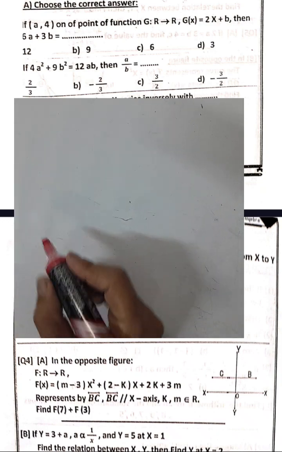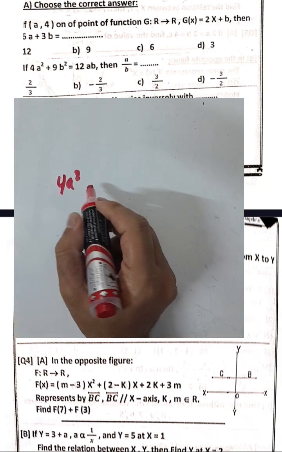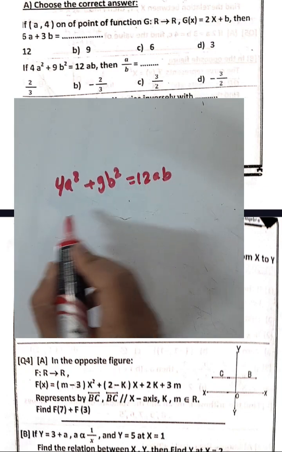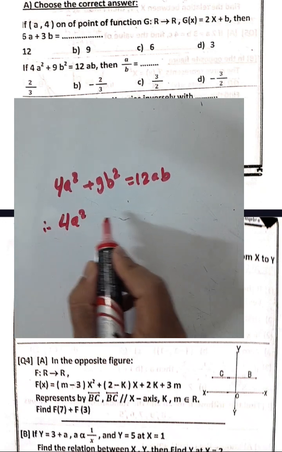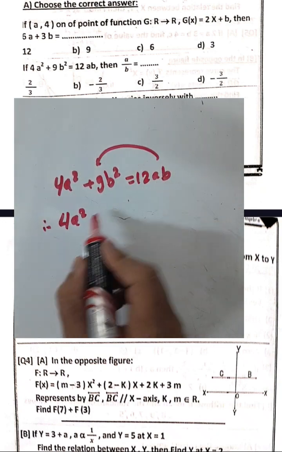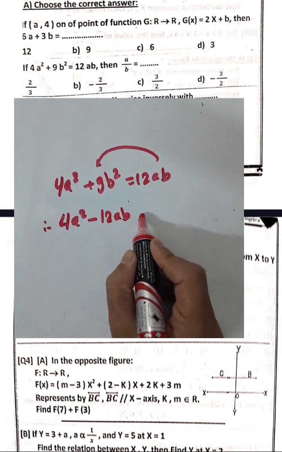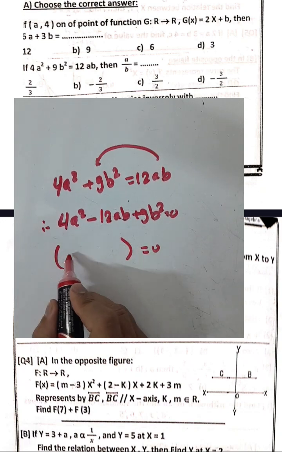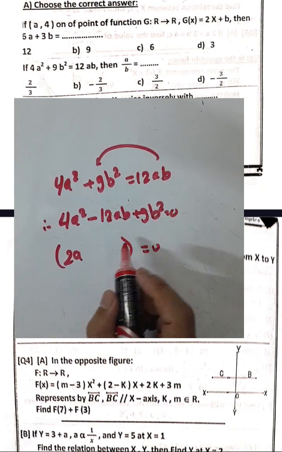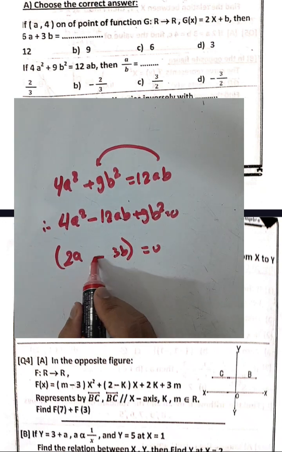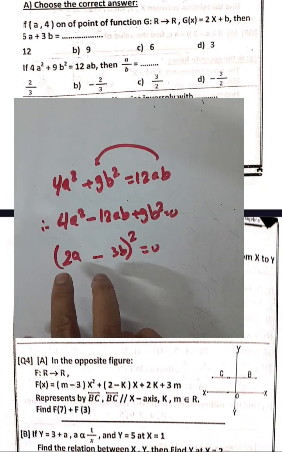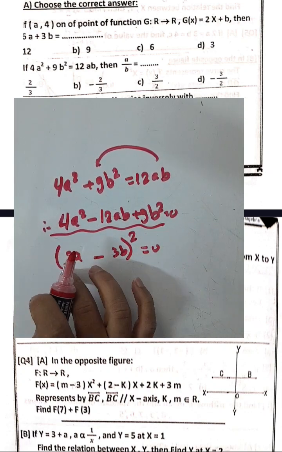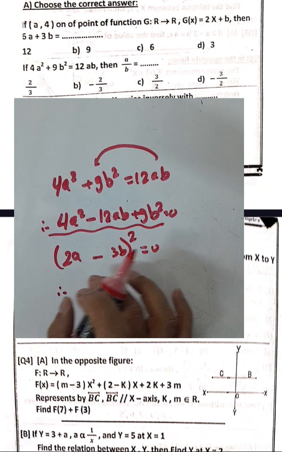If 4a squared plus 9b squared equals 12ab, find this ratio in the simplest form. Move 12ab to the left-hand side: 4a squared minus 12ab plus 9b squared equals 0. Then you can write the square root of the first term, which is 2a, and the square root of the third term, which is 3b, with the negative in the middle, all squared. Because this is a perfect square, the result is 3 terms exactly, and the middle term equals 2 times 3 times 2, which is 12ab.